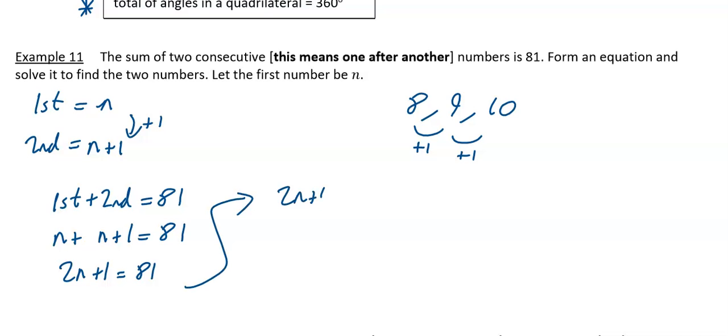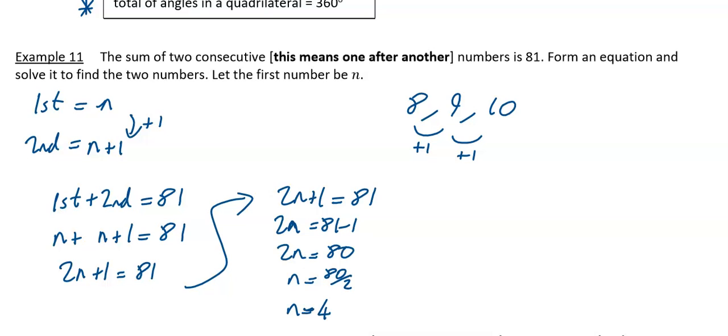Let's write it again. 2n plus 1 is equal to 81. First thing I would do would be bring that 1 across. So I'll have 81 minus 1, which means 2n is equal to just 80. So if 2n equals 80, 1n is going to be 80 divided by 2. So 1n is going to be equal to 40.